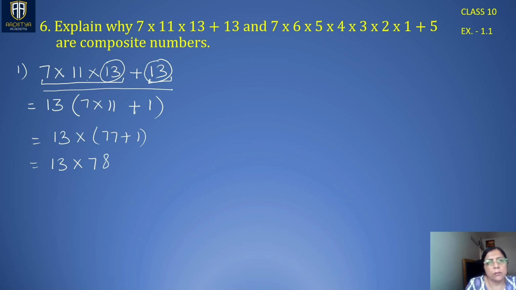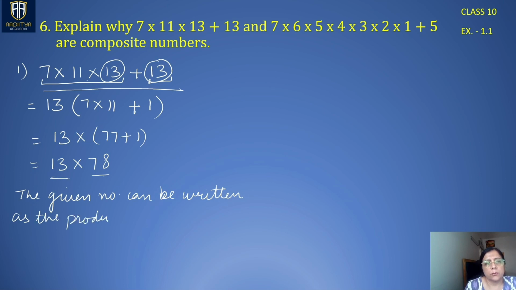So you can see that the whole number that was given in the form of an expression can be written as the product of these two numbers. And since this number can be written as a product of two numbers, we can say that the given number is a composite number, right?